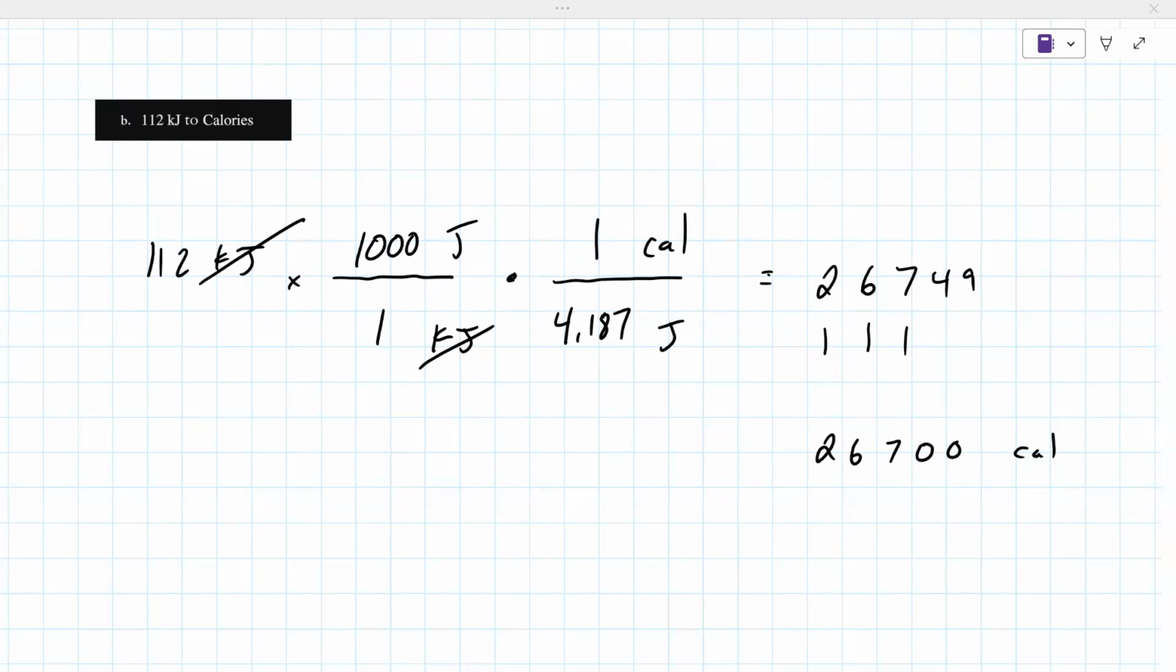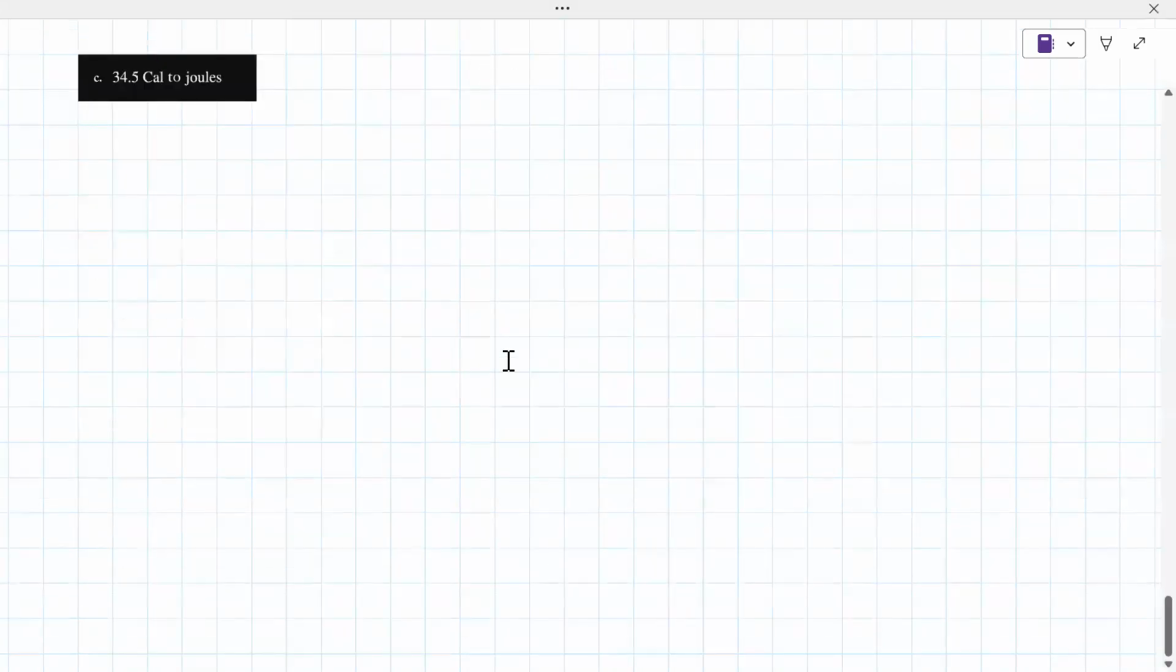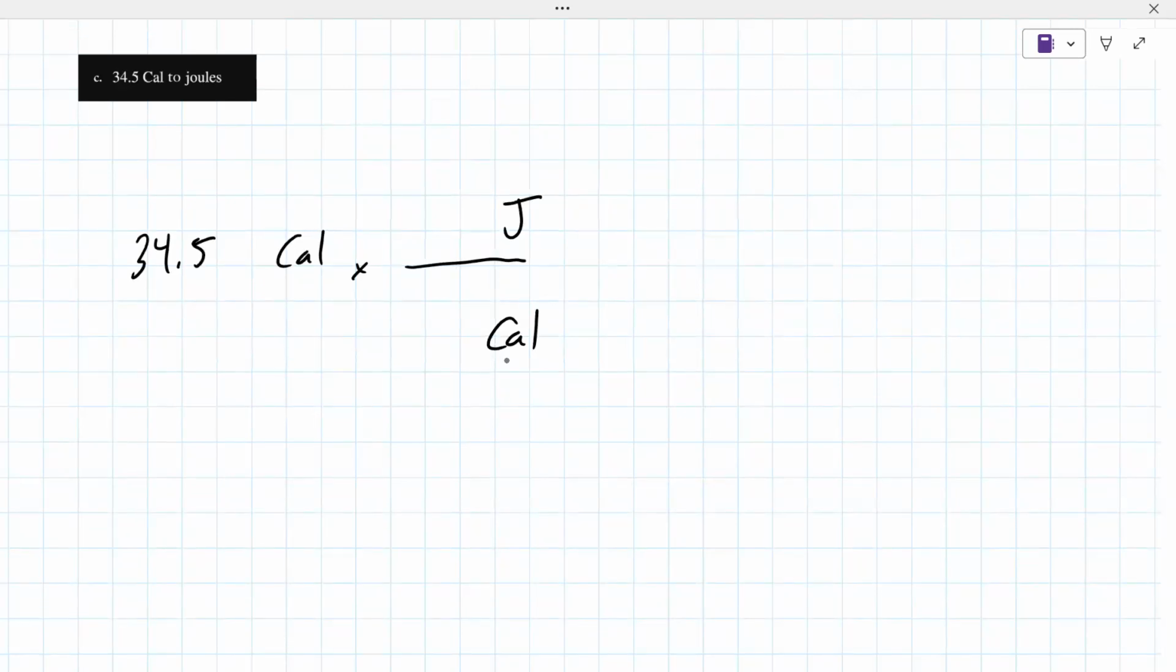Let's look at the next one. It says 34.5 calories to joules. You would start with the given amount, 34.5 calories. Calories now goes on the bottom. Whatever's on the top goes on the bottom. And then joules up top here.